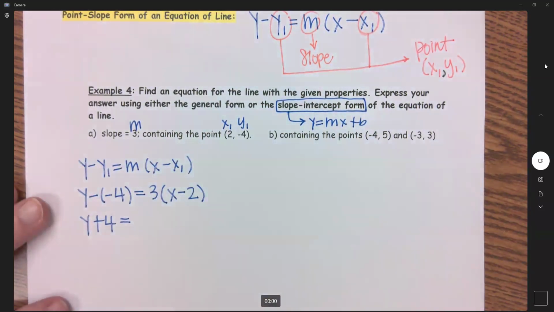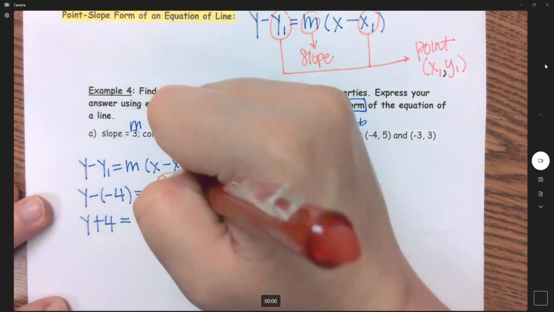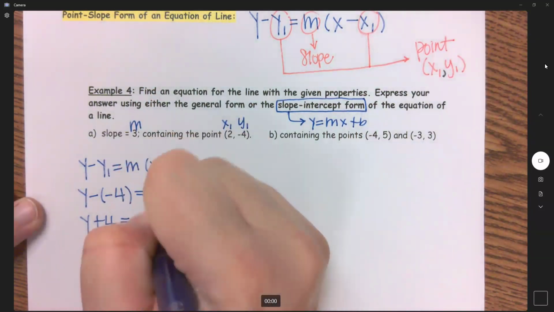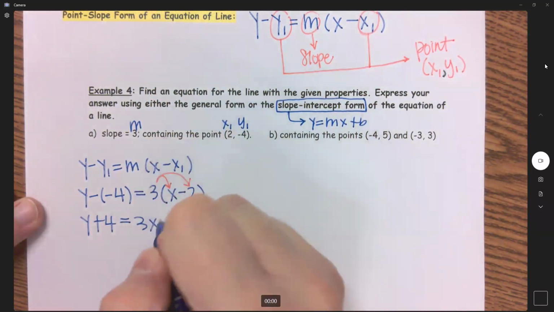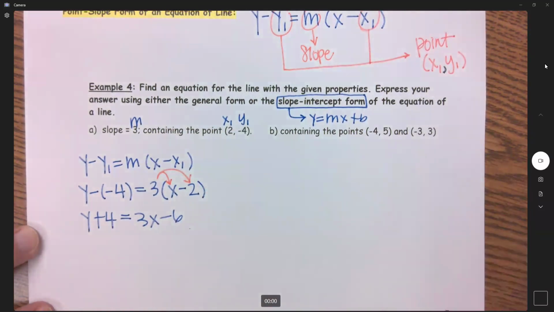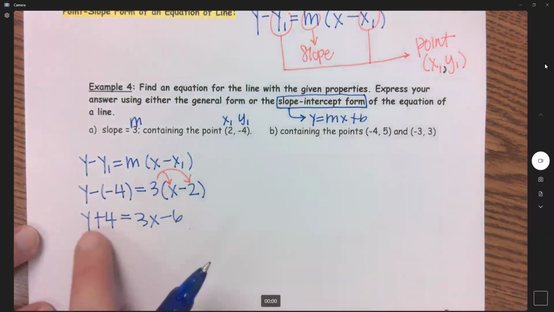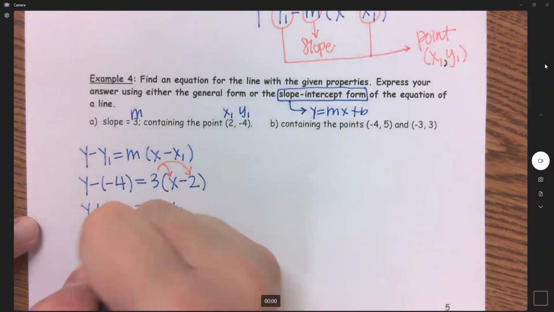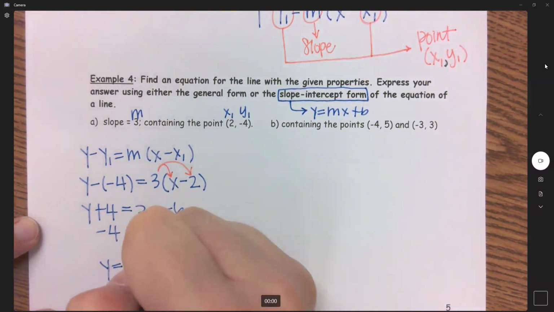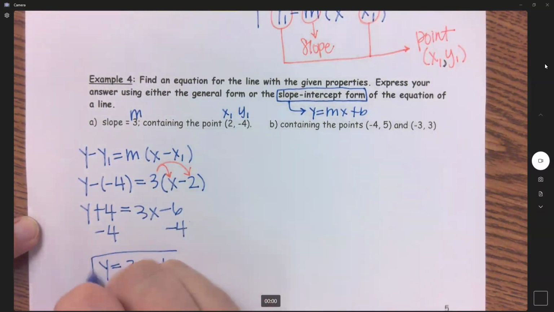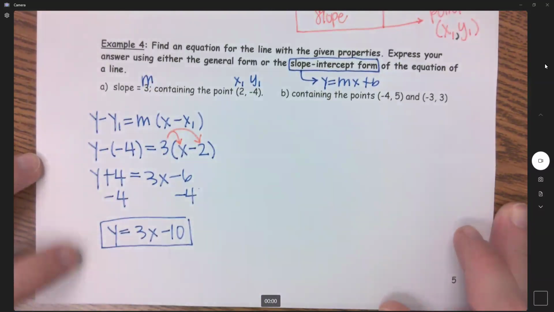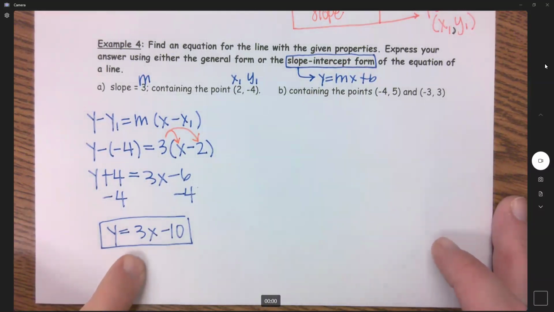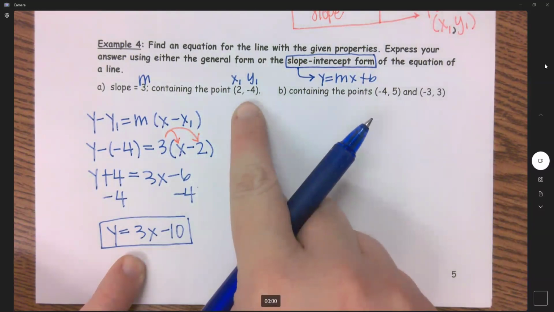And then here, I am going to distribute in this 3. 3 times x is 3x. And 3 times -2 is -6. Last thing, to get y by itself, I need to move this +4. The opposite of +4 is -4. So we get y equals 3x minus 10. So now if we graph this with a y-intercept at -10 and a slope of 3, or 3/1, it should eventually cross this point right here.